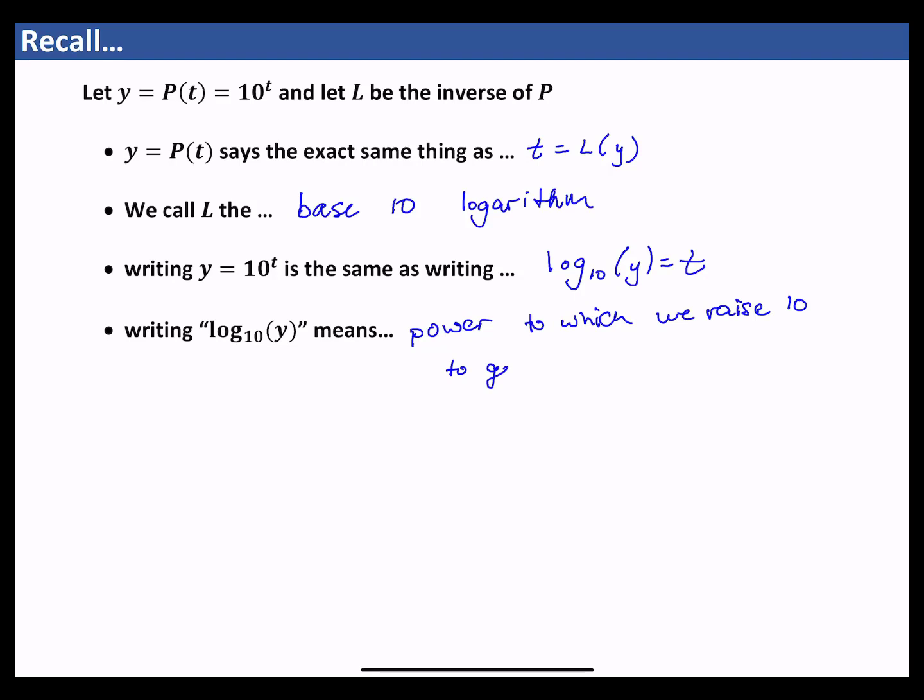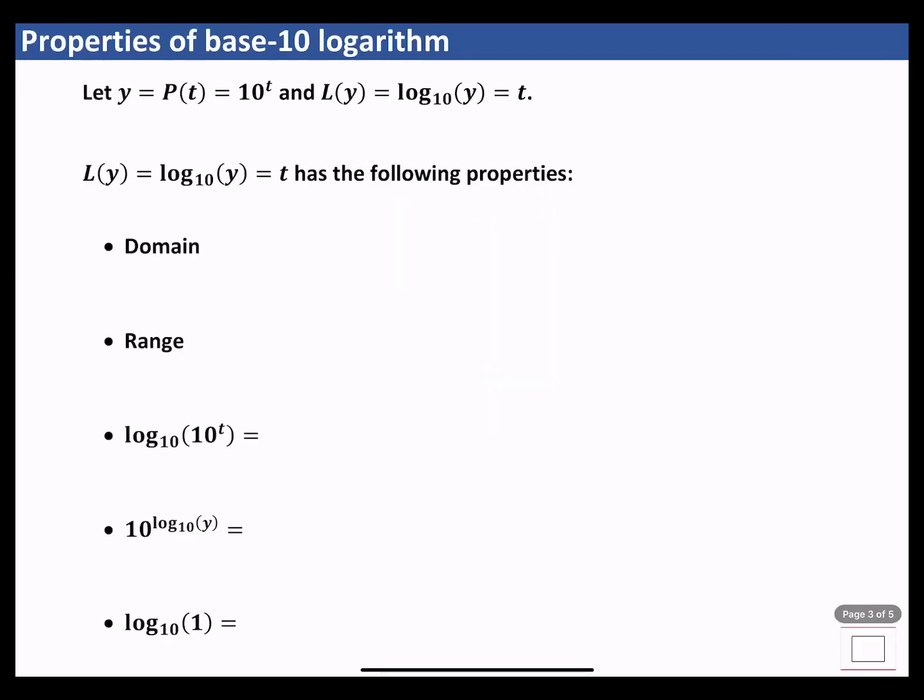Previously, we also used our knowledge about the properties of y equal p of t equal 10 to the t and the properties of inverse functions to identify the properties of the base 10 logarithm. Pause the video again and recall the properties of the base 10 logarithm. Okay, so in our previous work we saw that the function L of y equals log base 10 of y equals t has the following properties.